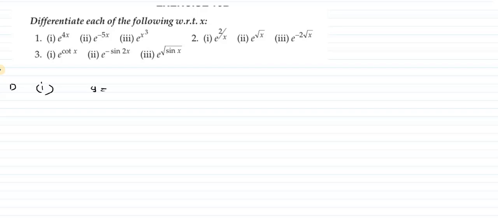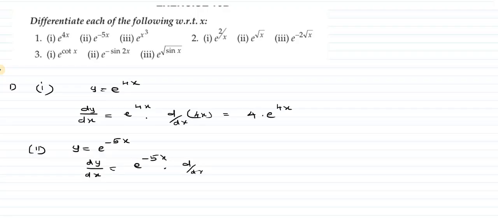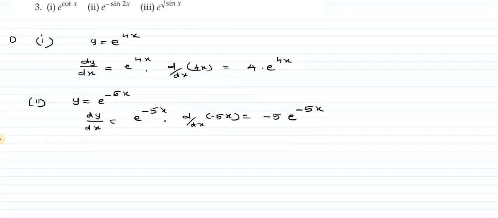So y equal to e power 4x. So what is dy by dx? e power 4x as it is will come, and then d by dx of 4x, which will give me what? Differentiation of 4x is 4, so 4 e power 4x. Second one is y equal to e power minus 5x. So dy by dx will be e power minus 5x into differentiation of minus 5x. Differentiation of minus 5x is minus 5, so minus 5 e power minus 5x. One mark sum only, one line sum.